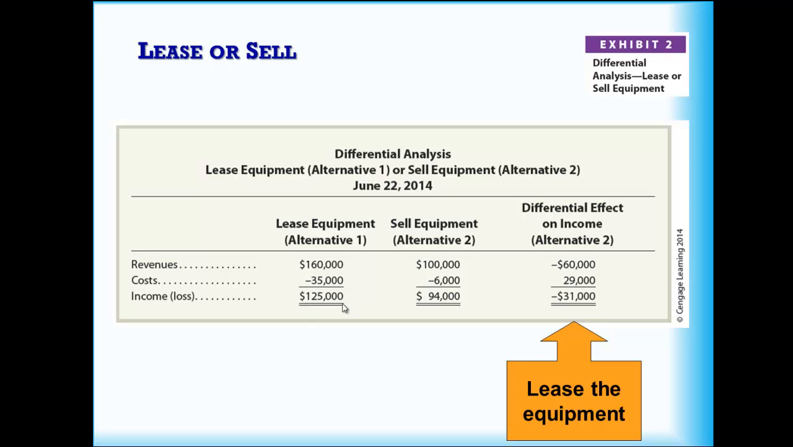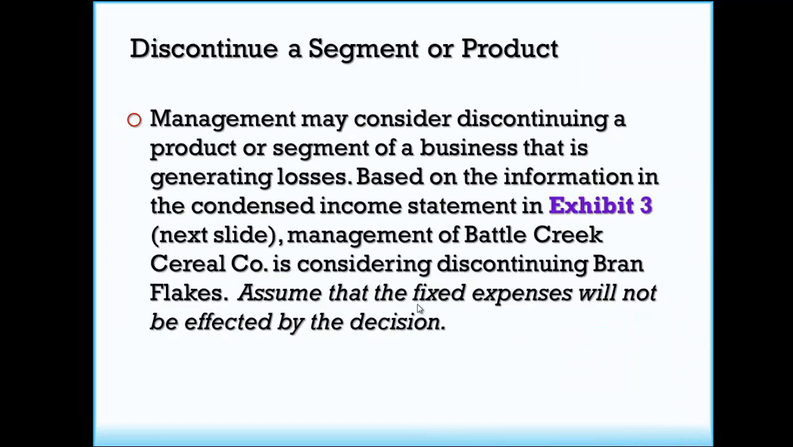Because the $125,000 is better than $94,000. We would rather have $125,000 of profit versus $94,000. Okay, management may consider discontinuing a product or segment of a business that is generating losses.